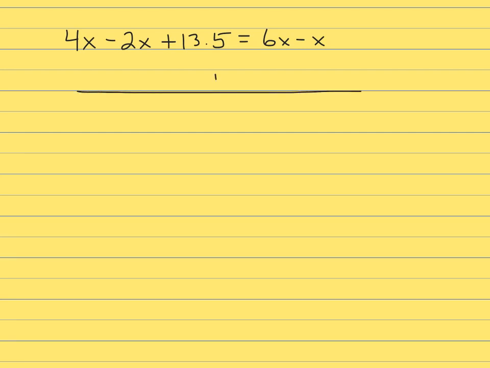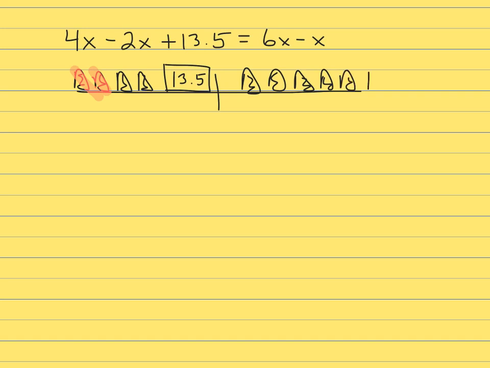Since my numbers are a little bit more manageable, I'm going to use the strategy of actually drawing out my triangles. So I'm starting with my left. I have 4 x's, but then it tells me to take away 2. And then I have a value of 13.5. Even though it's a decimal, I'm just going to put it in the box just like I would if it had been 13. And then on the right side, I have 6 triangles, and I'm going to take away one triangle.